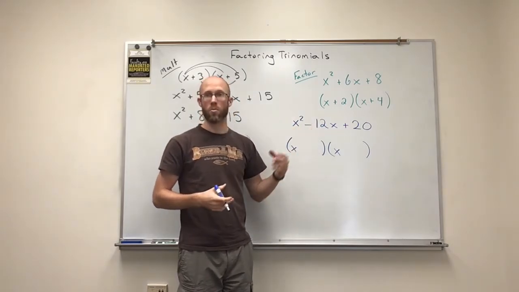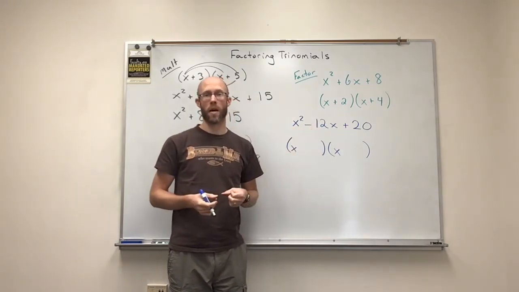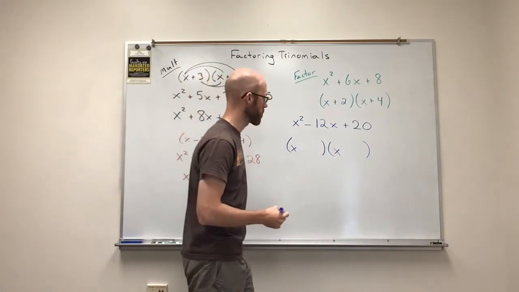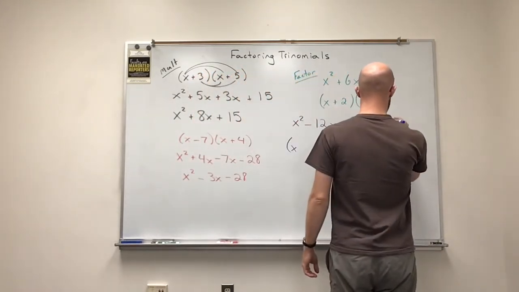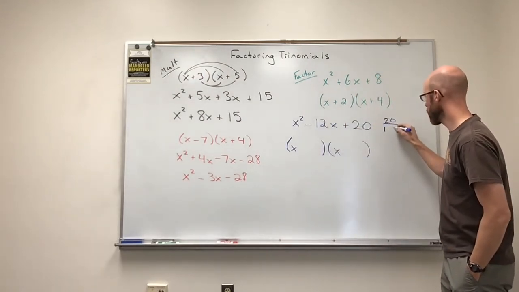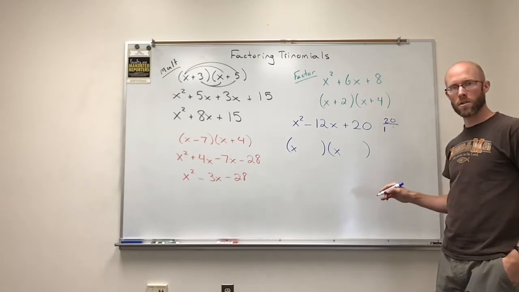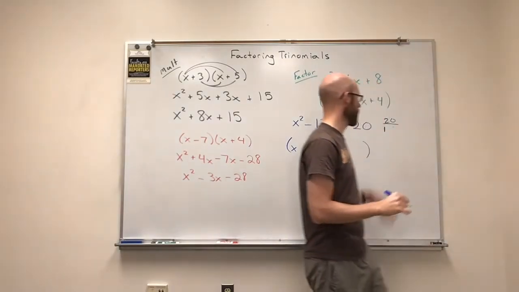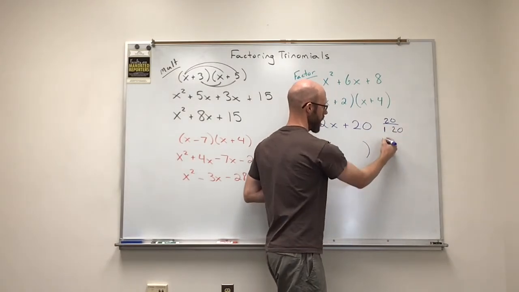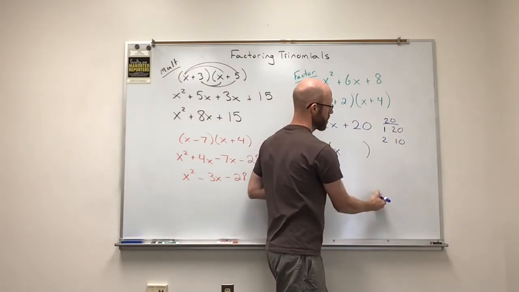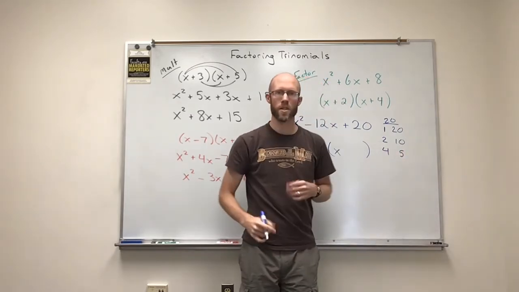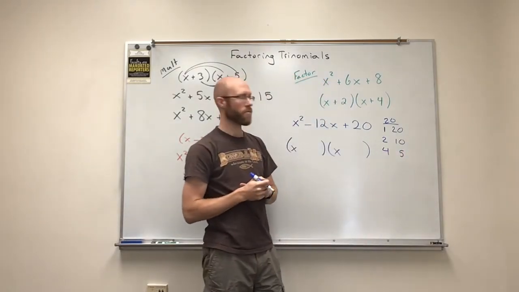Okay, so we've got to look at all of our possible combinations of factors for 20. And there's quite a few for 20. It's a little bit tougher one to factor down. 20 has 1 and 20. Okay, I'll stand on this side. 1 and 20. It also has 2 and 10. It also has 4 and 5. So we have 3 sets of factors.